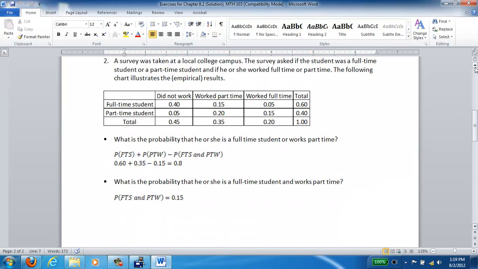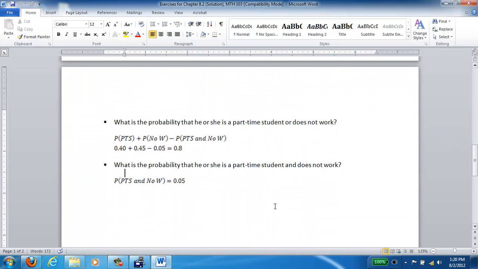What I mean by that, what is the probability to have a full-time student is one characteristic, so you check the total, 0.6. What is the probability that he or she does not work? You check the total, one characteristic, 0.45. But what is the probability to have a full-time student who works part-time, or you can say and works part-time? Two characteristics, you check inside the table. So one characteristic, you check the total. Two characteristics, you check inside the table. And these are the two last answers.